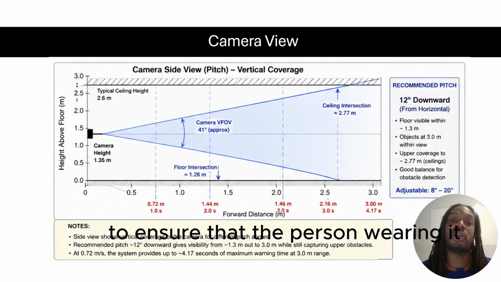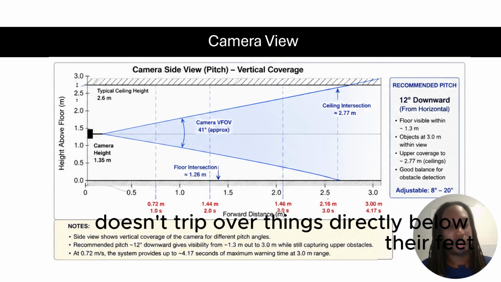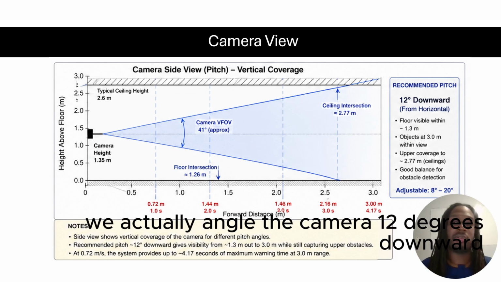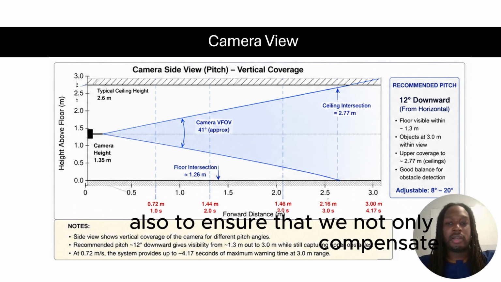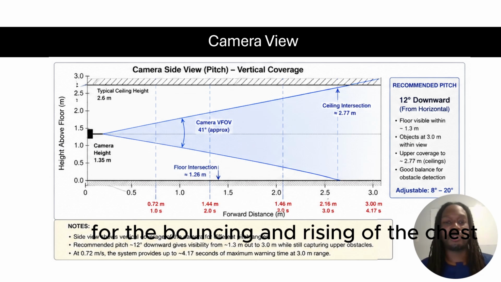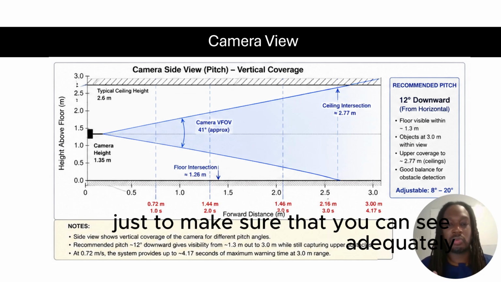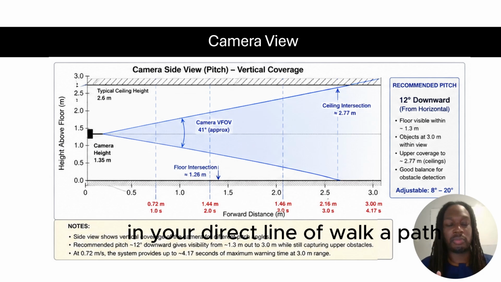To ensure that the person wearing it doesn't trip over things directly below their feet, we actually angled the camera 12 degrees downward, also to ensure that we not only compensate for the bouncing and rising of the chest, but again, just to make sure that you can see adequately in your direct line of a path.